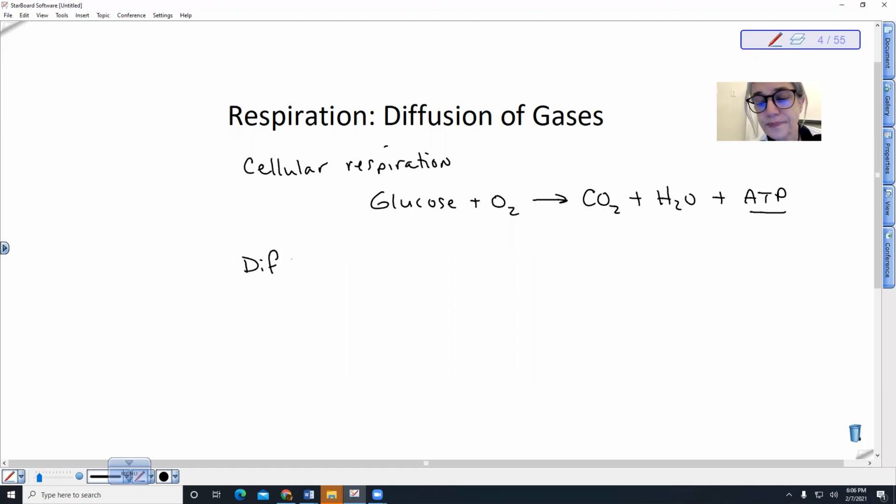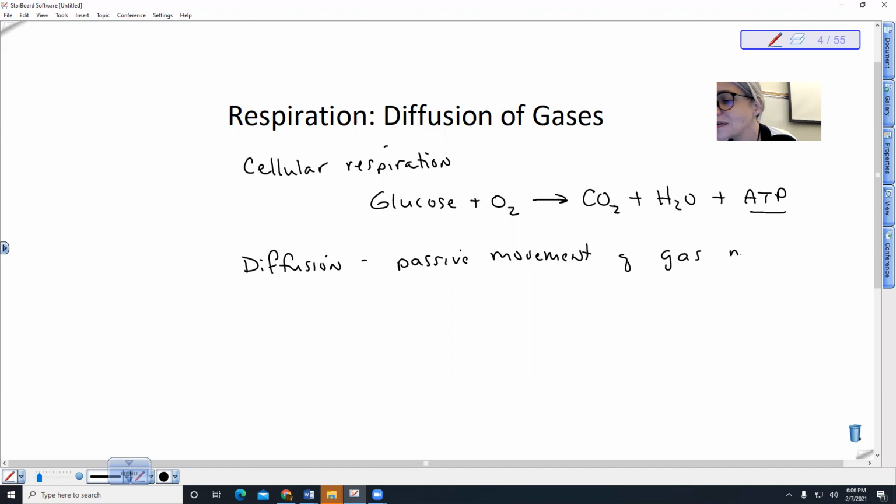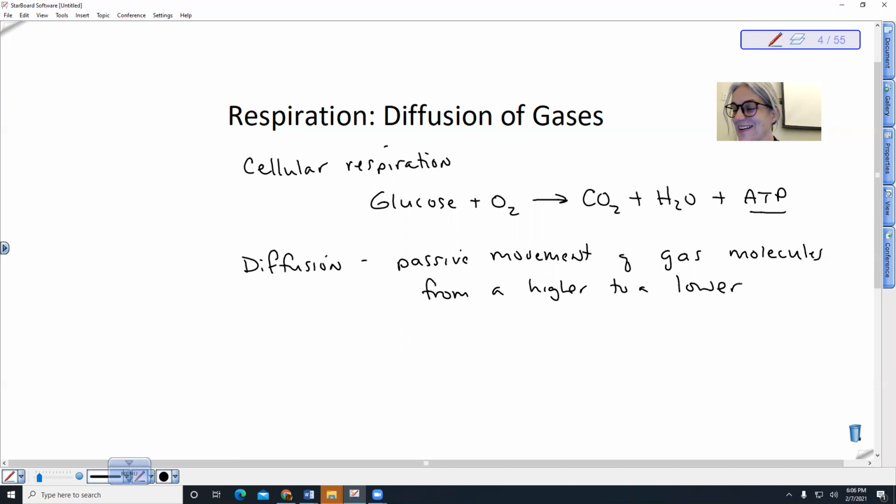And so diffusion, by definition, is the passive movement, and in this case it's gases, but it could be other things, of gas molecules from a higher to a lower concentration. So we do not want to expend energy to pump gas to get our oxygen in and our CO2 out. So our system is designed for diffusion. And passive means that it doesn't require energy.